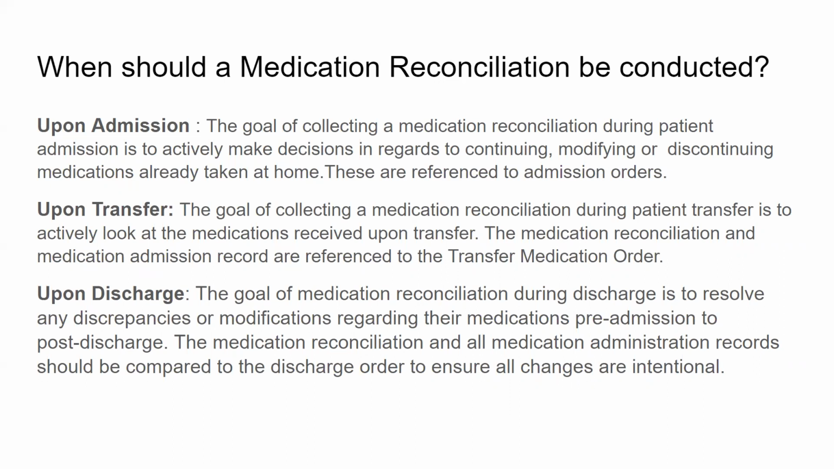When you look at transfer, the goal of collecting medication reconciliation during a patient transfer is to actually look at the medication received upon transfer. The medication reconciliation and the medication admission record are referenced to the transfer medication order. When you look at discharge, the goal of medication reconciliation during the discharge is to resolve any discrepancies or modifications regarding the medications pre-admission to post-discharge. The medication reconciliation and all medication administration records should be compared to the discharge order to ensure all changes are intentional.